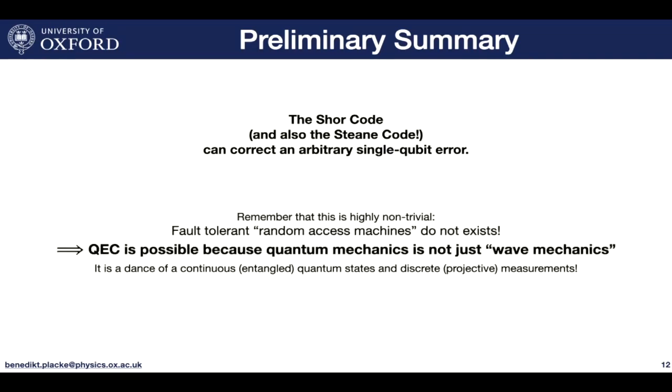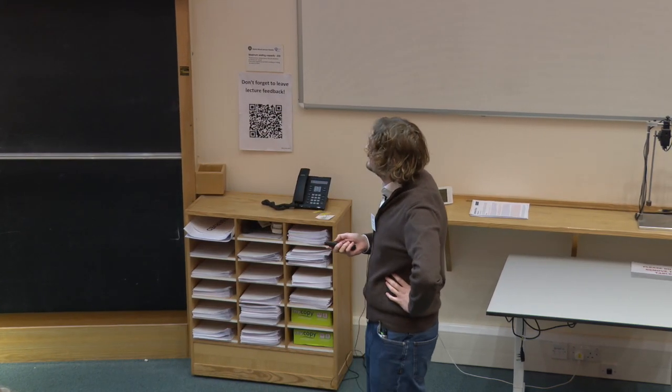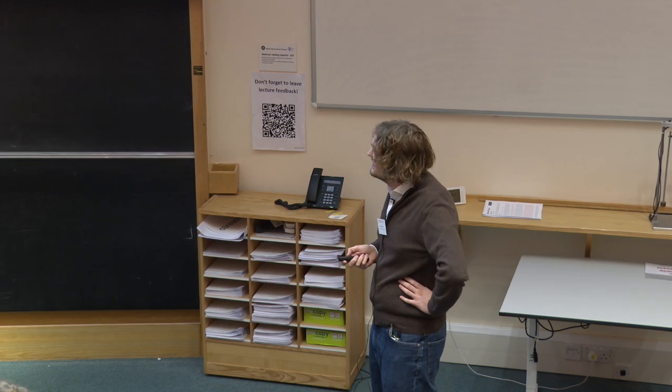Right? And yeah, again, I want to remember that this is highly non-trivial, because fault-tolerant random access machines, for example, do not exist. And quantum error correction is really possible because quantum mechanics is not just wave mechanics. You might have heard that statement, it's not true. Quantum mechanics is really this dance of continuous superpositions of things, entangled states, but then discrete, that is technically projective measurements. Right? And it's really both that we need to do it. All right. Very good.